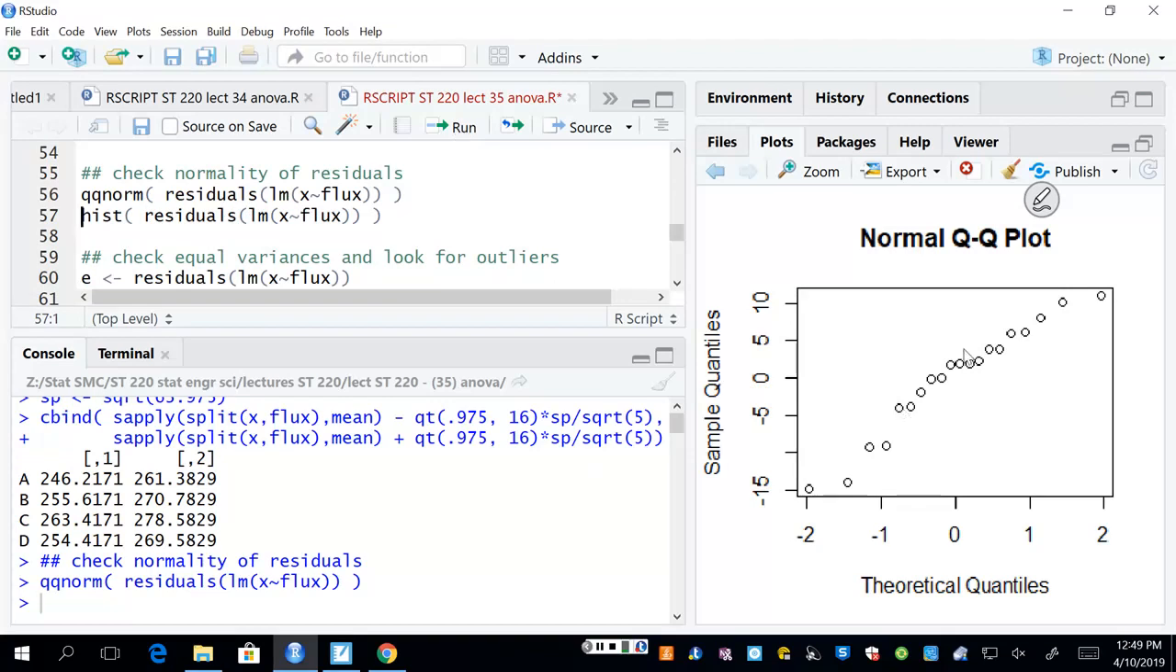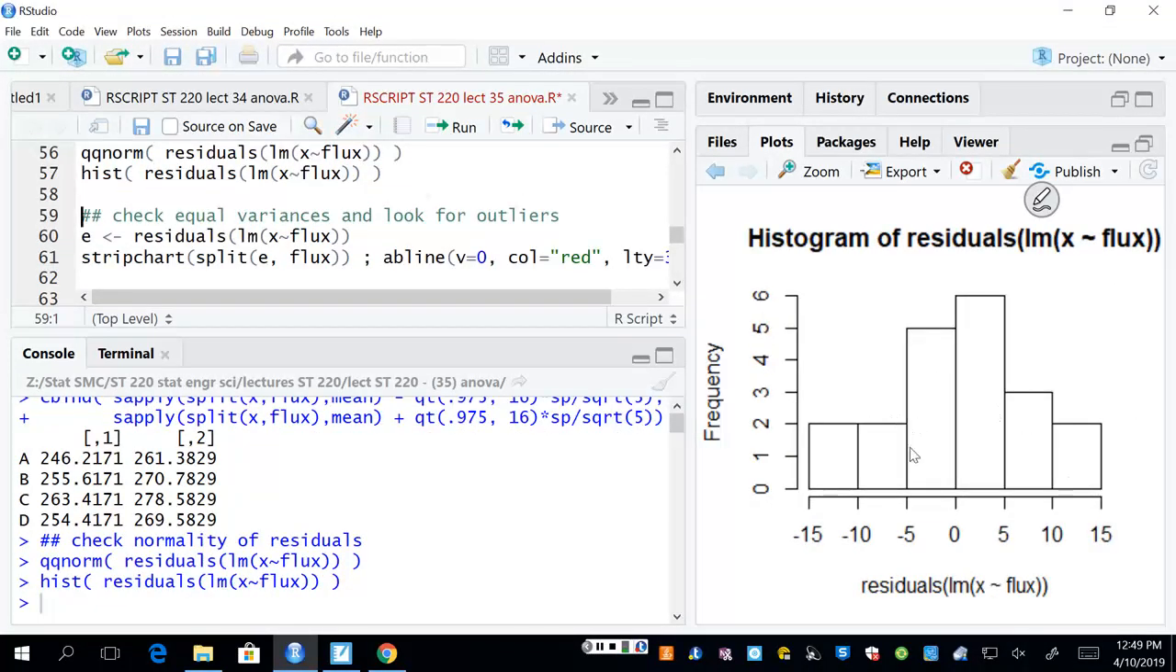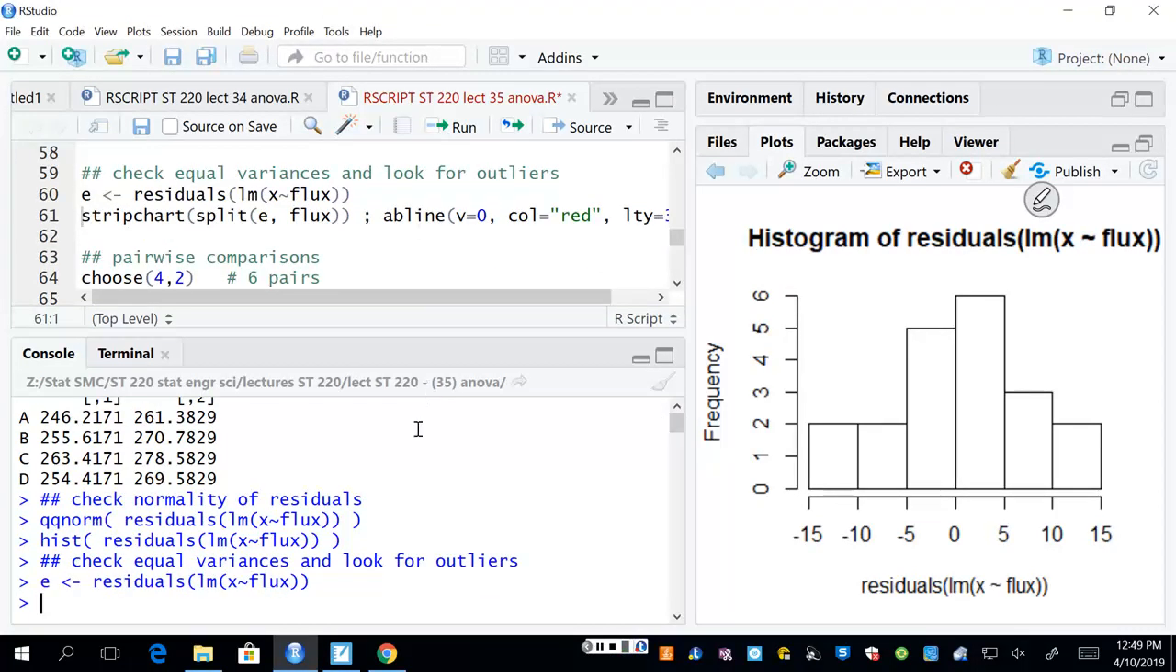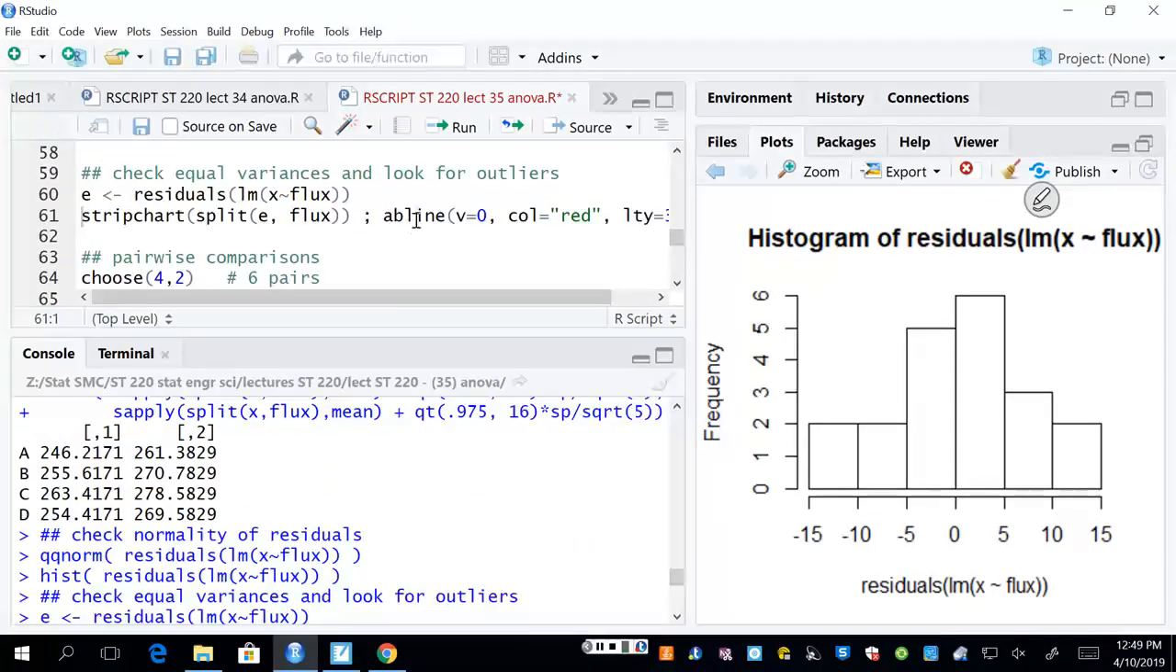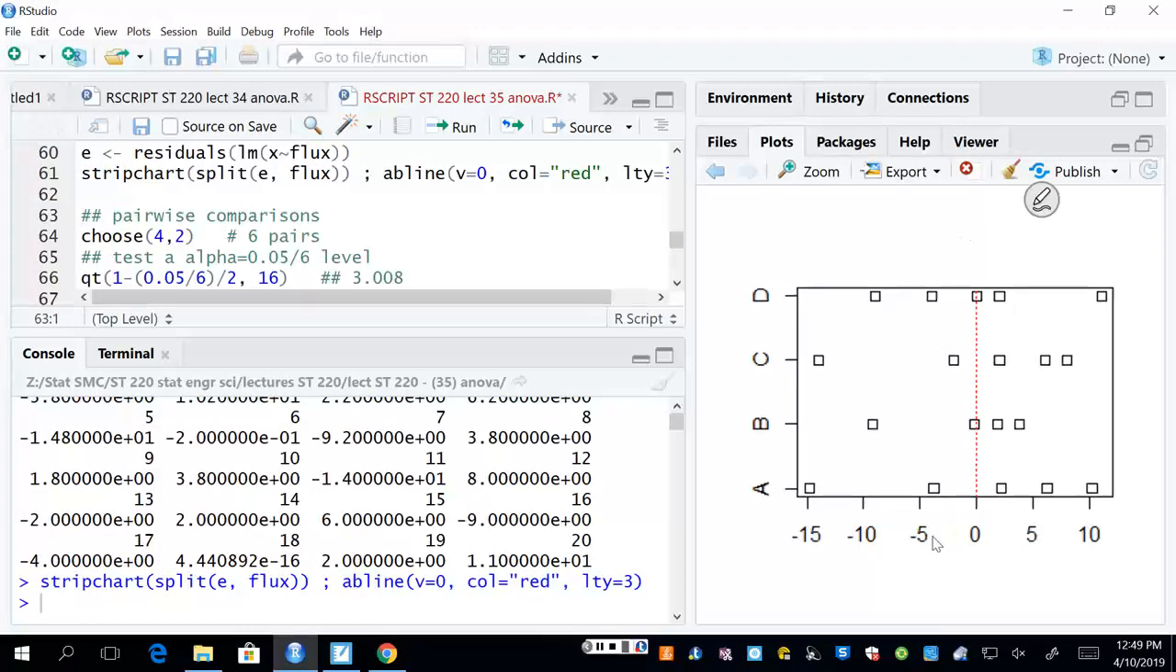If we do the normal probability plot of the residuals, it's not exactly perfectly straight, but it can be a lot worse. In a histogram of that, it's a little skewed, maybe a little heavy tails, but it's not so bad. If you look at the spread of the residuals, here I'm going to save the residuals as something. These residuals are some positive, some negative values, and I make a plot of that and put a little vertical line in there. Every group seems to be centered around 0 more or less.